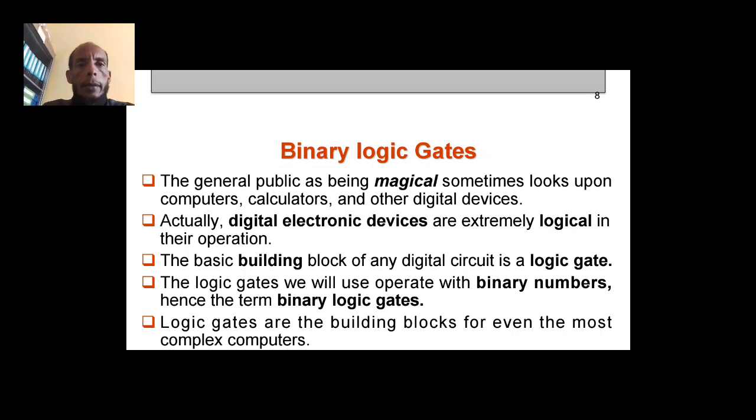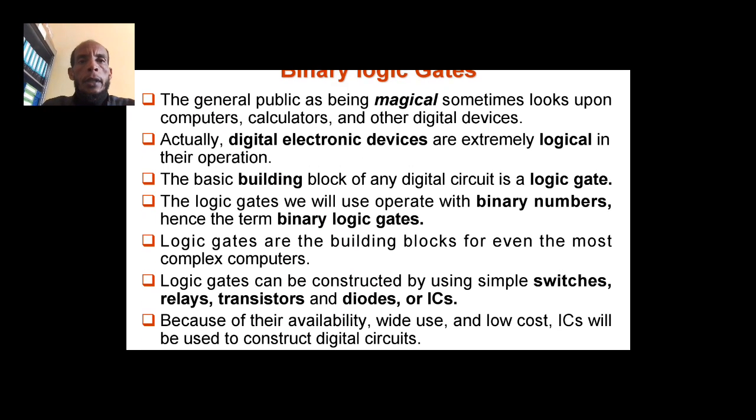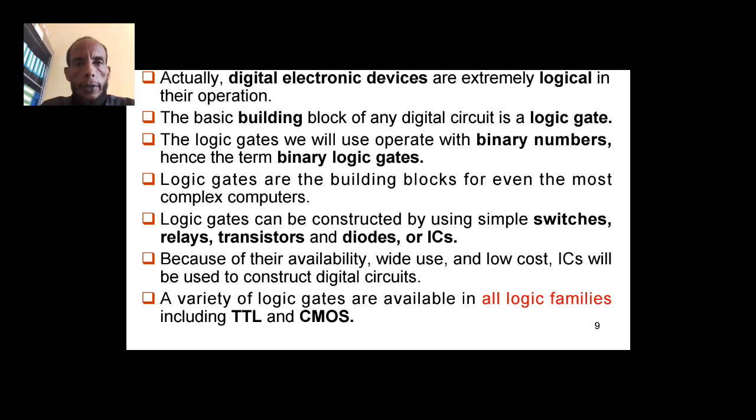Digital electronic devices are extremely logical in their nature. When we talk about digital electronics, we mean their digital logical operations. There are basic building blocks of digital circuits, which we call logic gates. Logic gates are types of gates logically designed to perform certain activities. Logic gates operate with binary numbers. Binary means two, in terms of our formal numbers. So the binary logic gates are named in such a way.